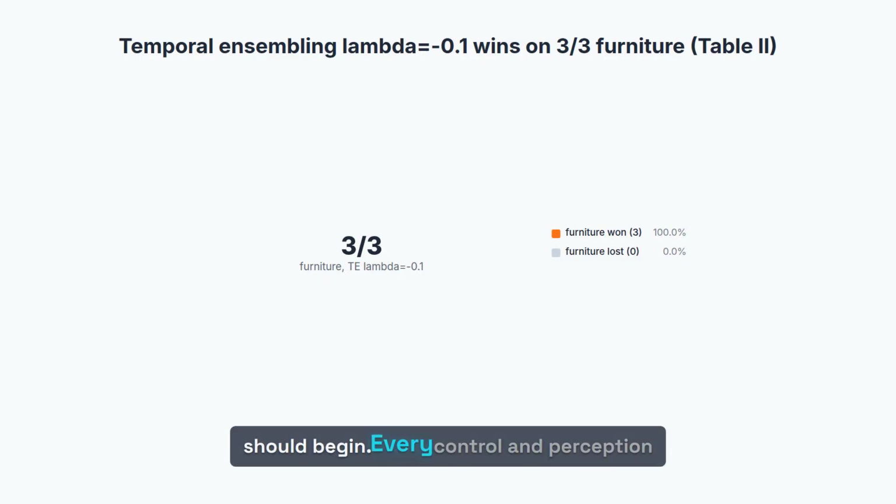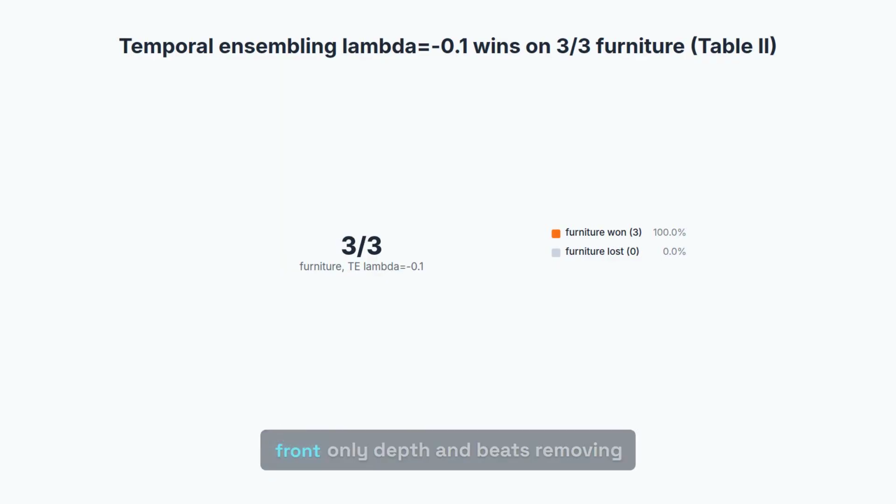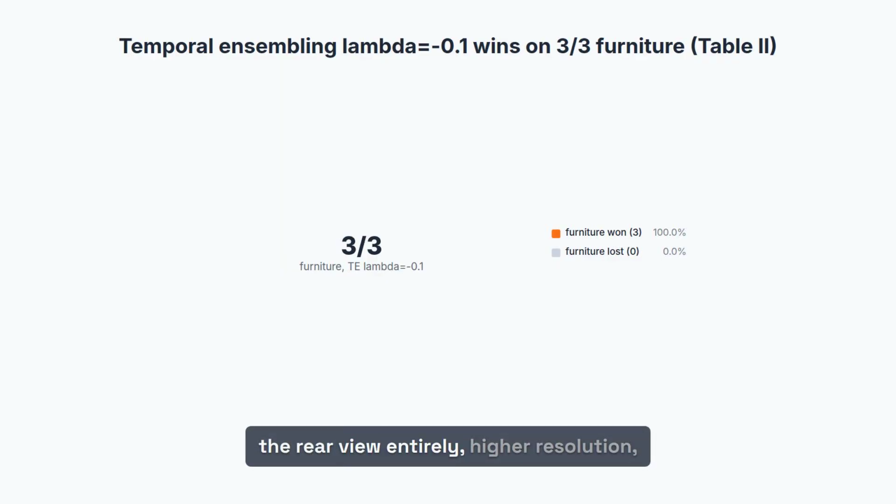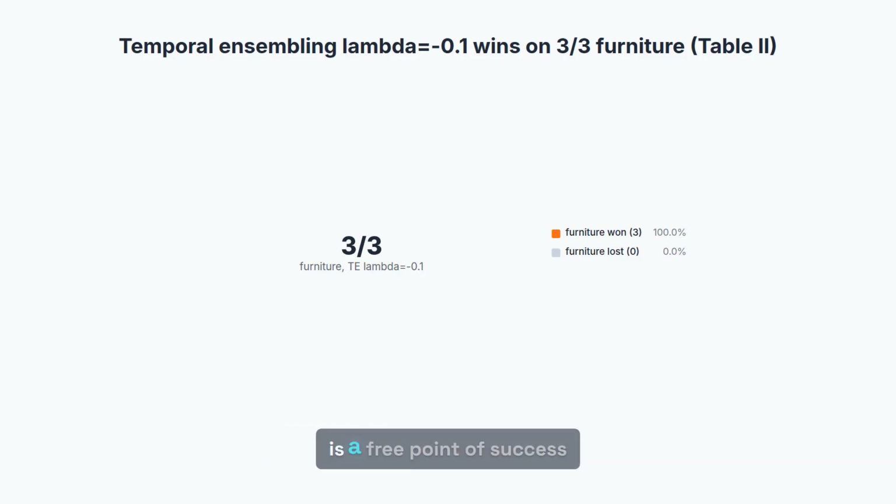Every control and perception design factor was swept on table 2. The rear camera beats front-only depth and beats removing the rear view entirely. High resolution, 448, wins everywhere. None of these is a breakthrough alone, but each is a free point of success on a task where every point is expensive to earn.